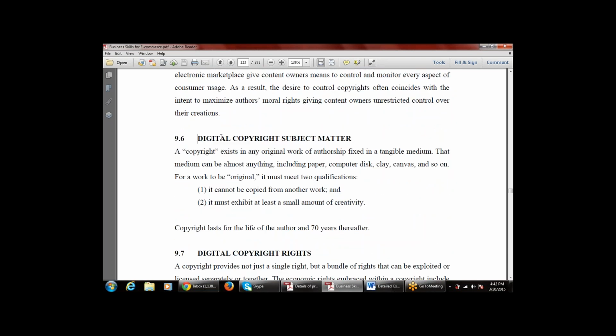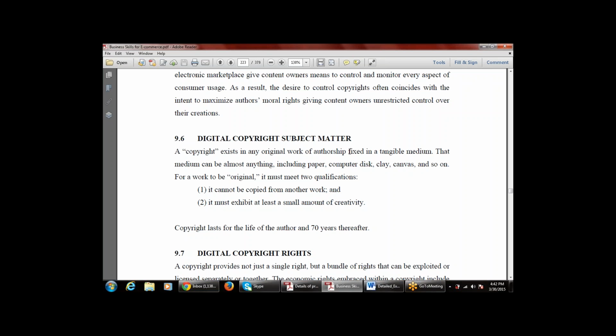Then, digital copyright subject matter. That is, what is the main matter used in digital copyright? A copyright exists in any original work of authorship fixed in a tangible medium. So a copyright exists in the physical medium, which is related to the original work of authorship.